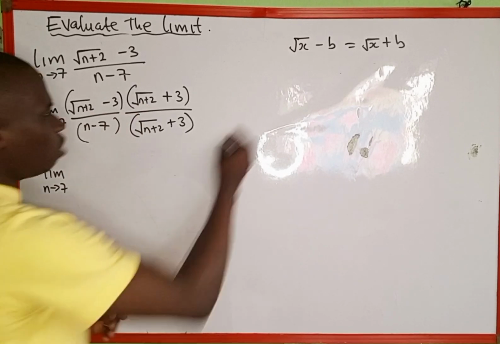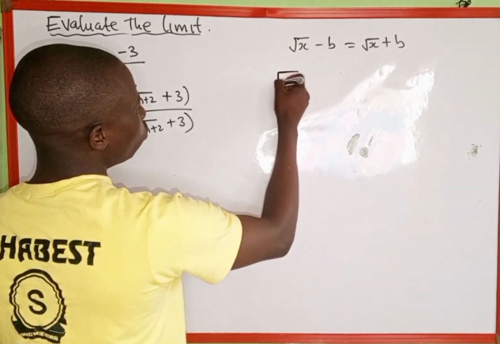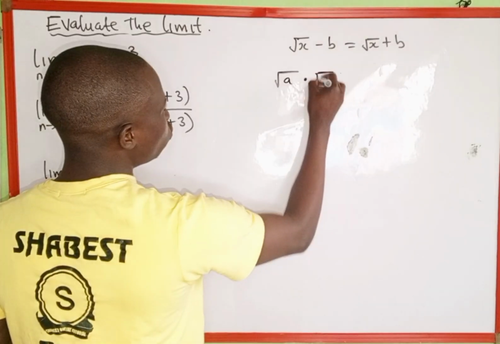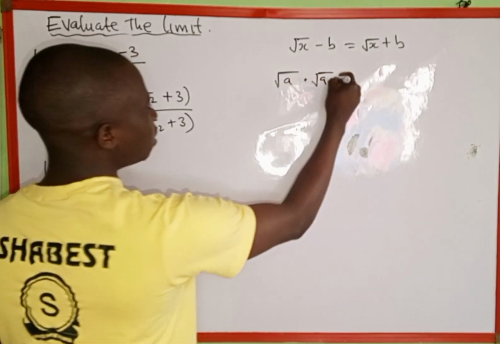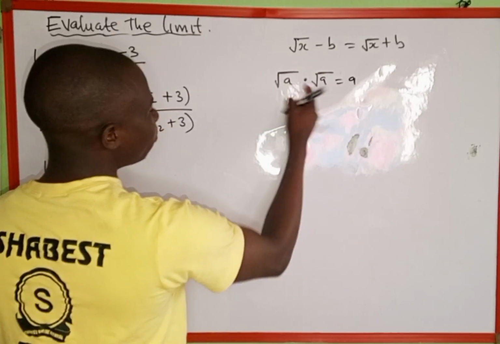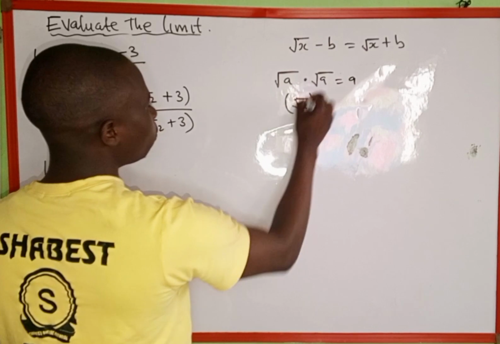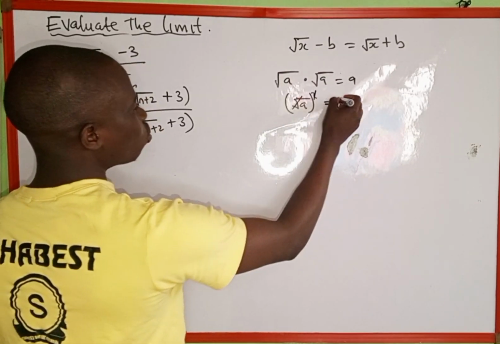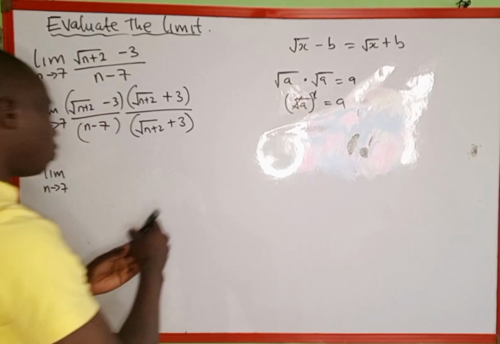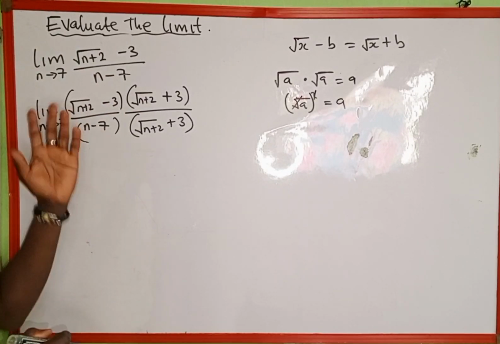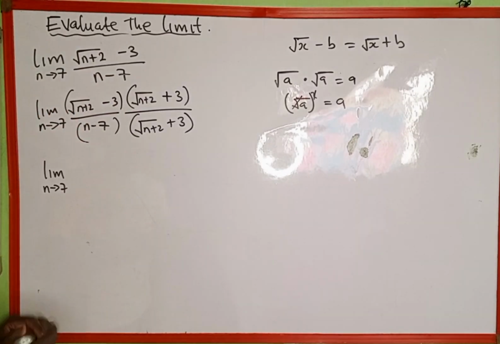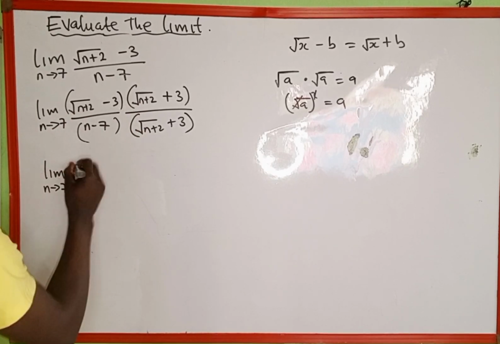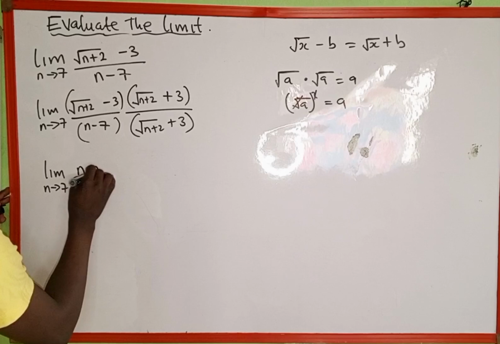What do you notice here? When you are multiplying the same root of the same term, for instance, root of a multiplied by root of a, this is going to give you a, because this implies root of a raised to the power of 2. So the square is going to cancel out the square root to remain a. So when you are multiplying root of a term by root of the same term, it is going to be that term. Therefore, root of n plus 2 multiplied by root of n plus 2, the square root is going to cancel to remain n plus 2.